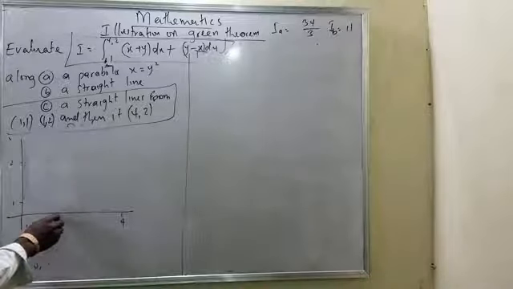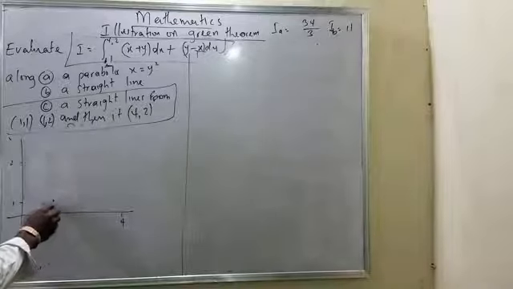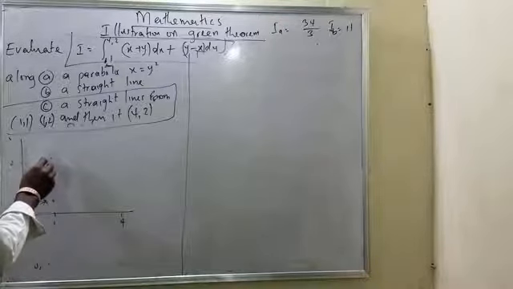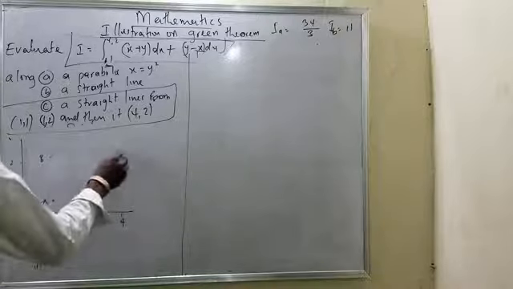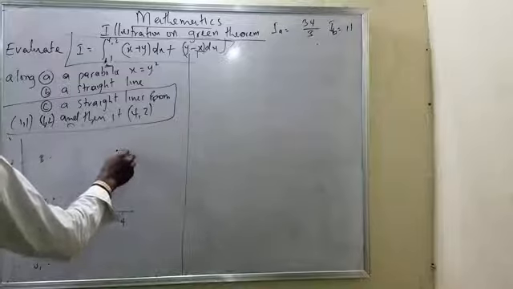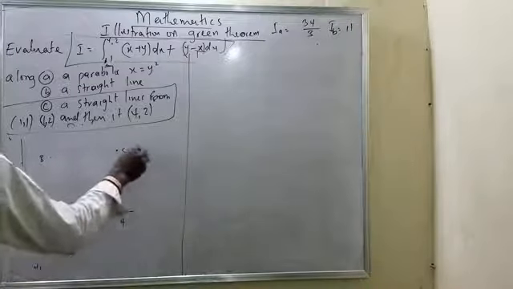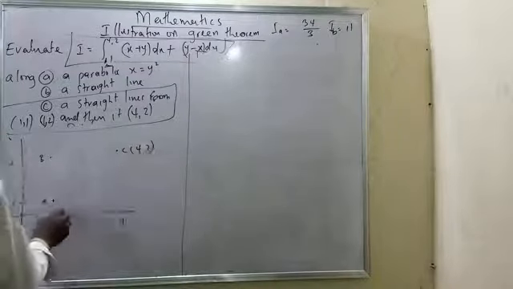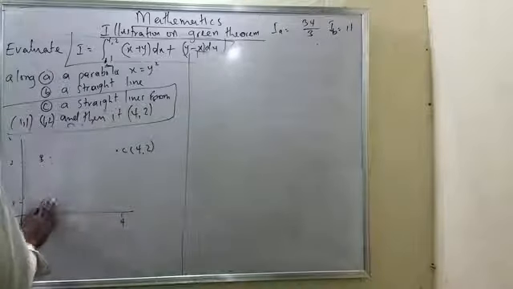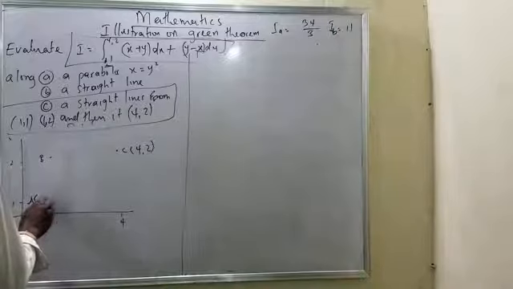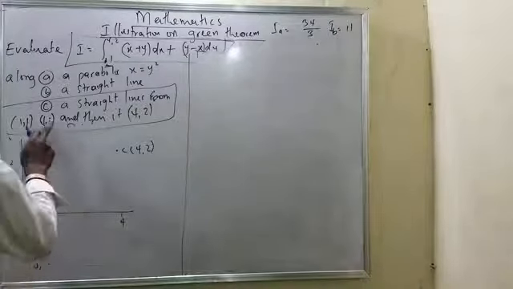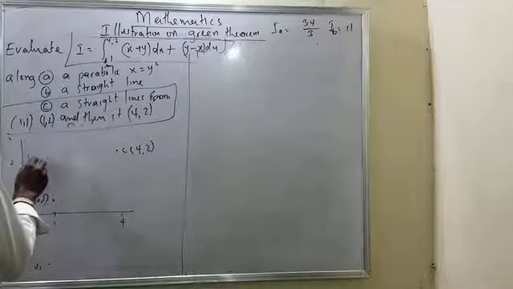Now, at this point, this can be A, this can be B, and this can be C. C will be 4, 2. Now, it means my C is this. What is my A? My A is 1, 1. My B is 1, 2.